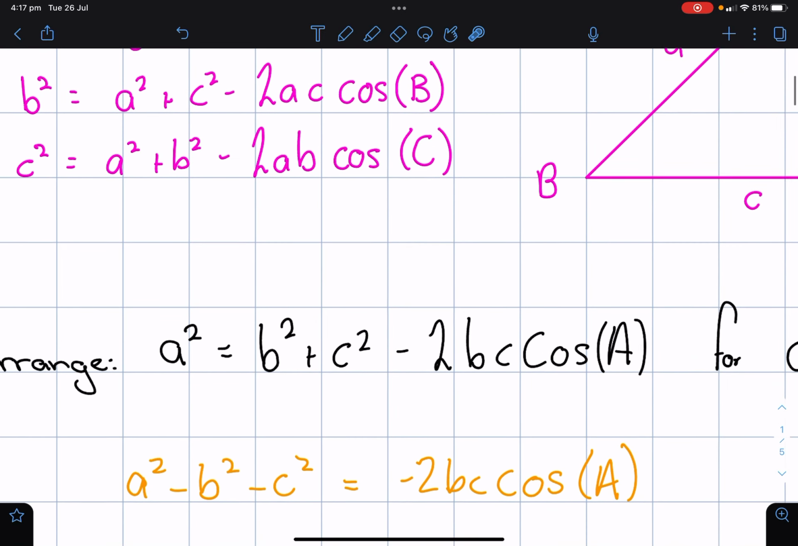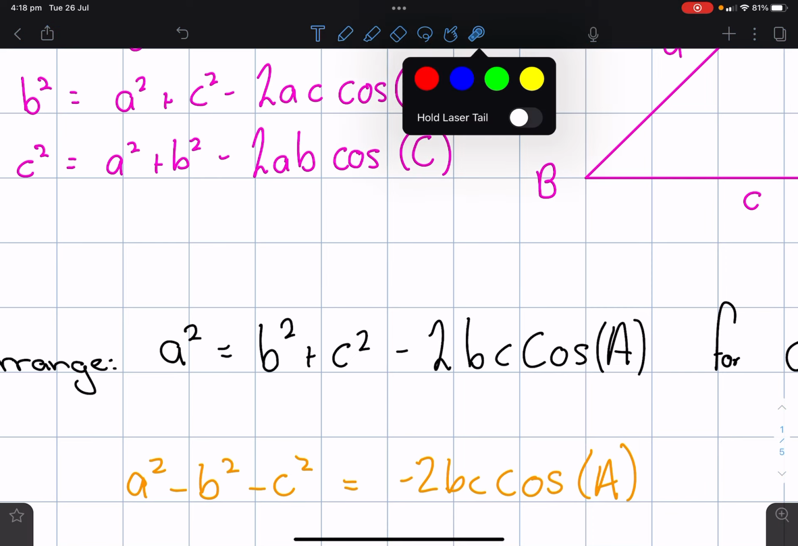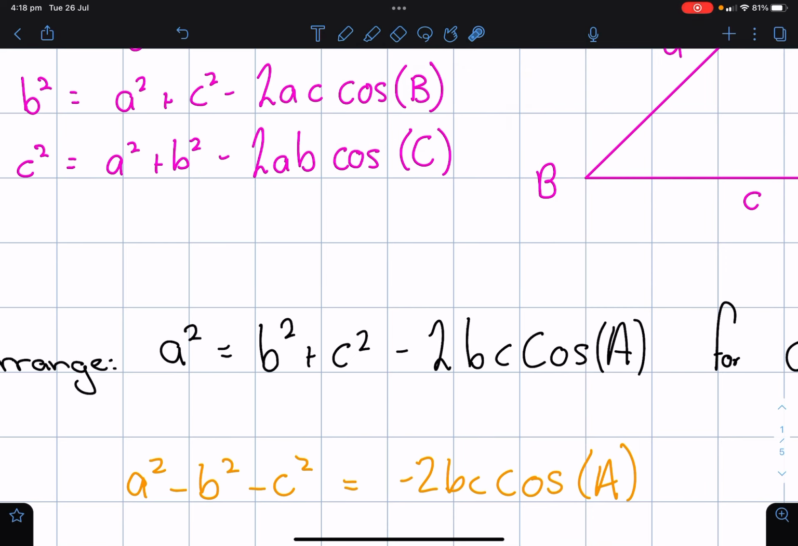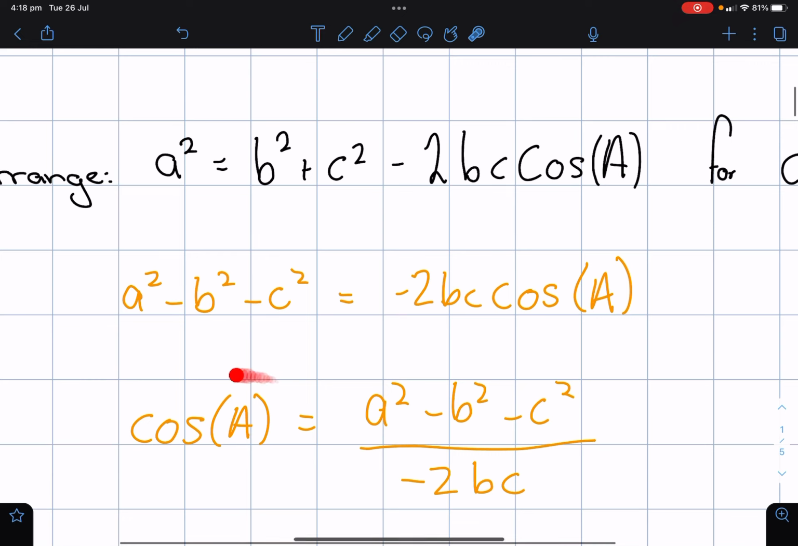So let's do so now. So a squared equals b squared plus c squared, take 2bc cosine a. Now, we want cosine a by itself. So what I'm going to do, I'm going to take away b squared and c squared from both sides. So now we're left with a squared, take b squared, take c squared, equals negative 2 times b times c times by cosine a. Now I want cosine a by itself, so I'm going to divide both sides by negative 2bc. So now I'm left with cosine a equals a squared, take b squared, take c squared, divided by negative 2bc.